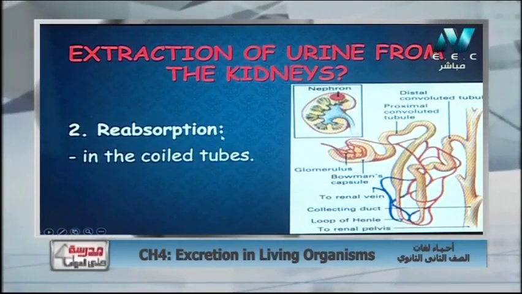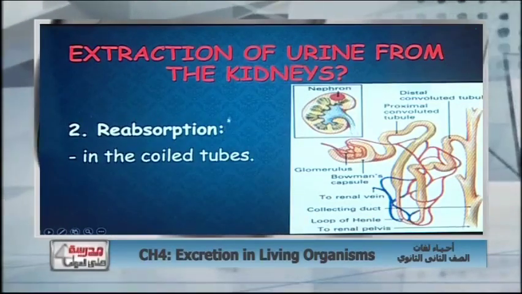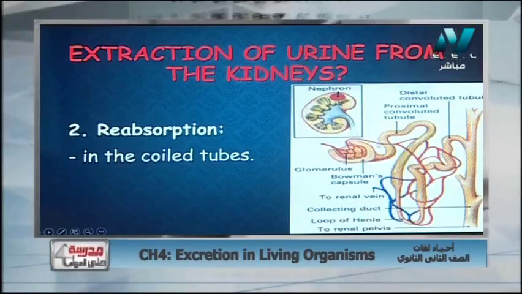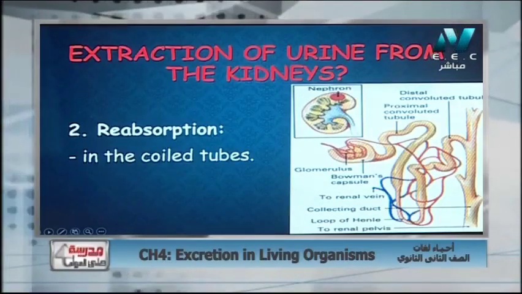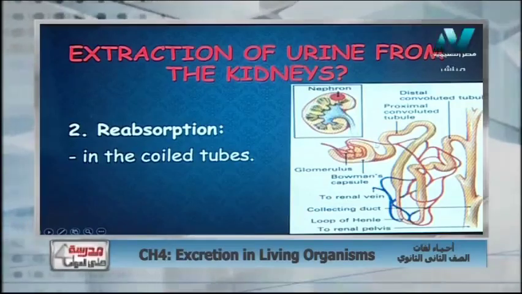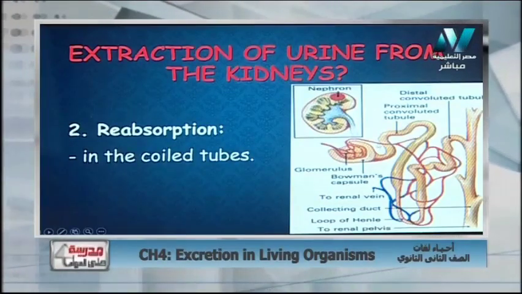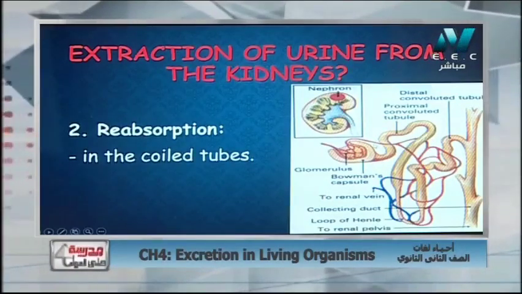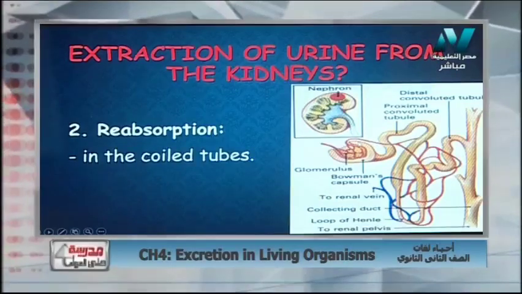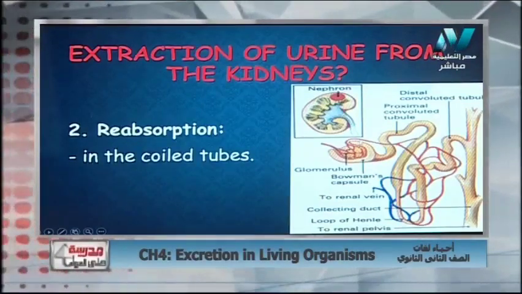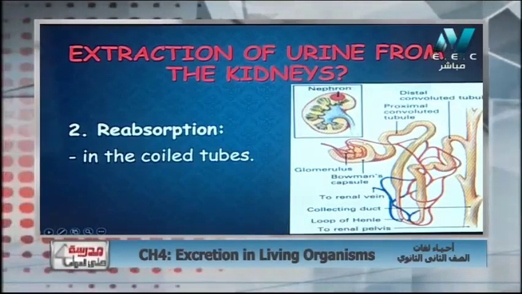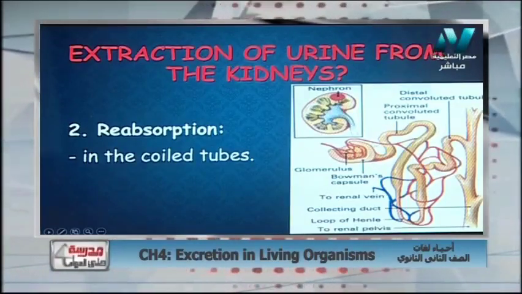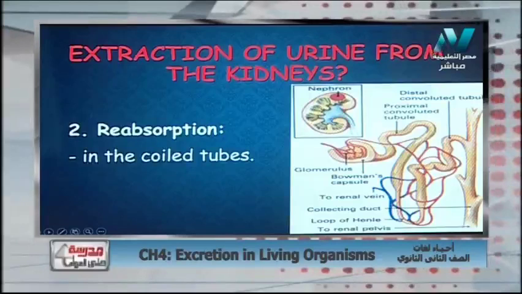The second step is reabsorption. Actually, the blood cannot remain with the less component or the less amount of plasma, so the blood must get back or regain its required amounts of water, salts, and any substance that it needs. So it must keep its homeostasis, its osmotic potential. So it must get back the required amounts of its components. And this occurs in the coiled tubes.